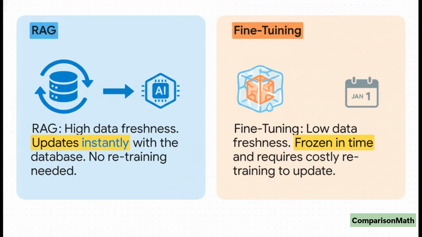But when we're talking about data freshness and factual accuracy, RAG is the undisputed champion. It's not even close. If your information changes, you just update your external documents, and boom, the model has access to it instantly. A fine-tuned model is completely static. It's frozen in time from the day it was trained. It has no way of knowing about new data unless you go through that whole expensive and time-consuming retraining process all over again.